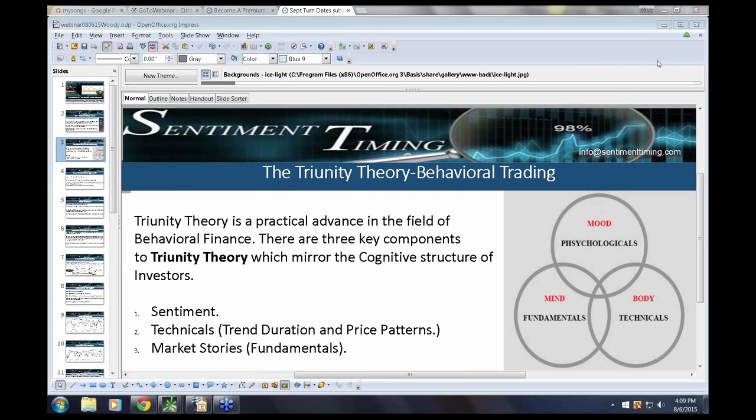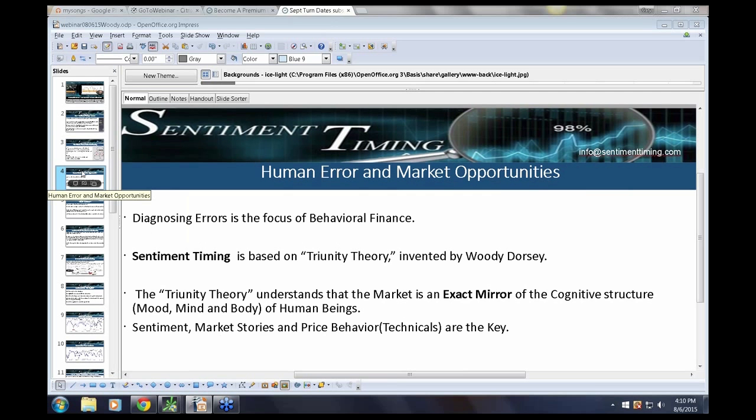According to biology and science, every human being has 3 basic brains, and they correspond to 3 functional activities, which translate in the markets to the psychologicals, the fundamentals, and the technicals. So I'm just following the facts here. Okay, let's go on to the next slide. Okay, it's on there now.